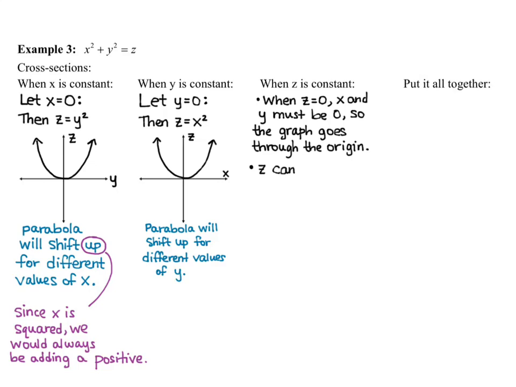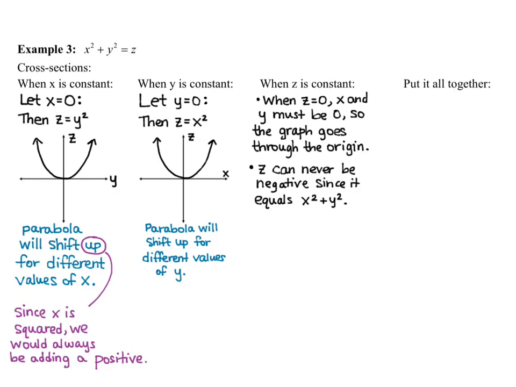Okay, the next thing to notice is z can never be negative. This is because it equals x squared plus y squared, which will always be a positive or 0. So z never goes into the negative part of the graph.